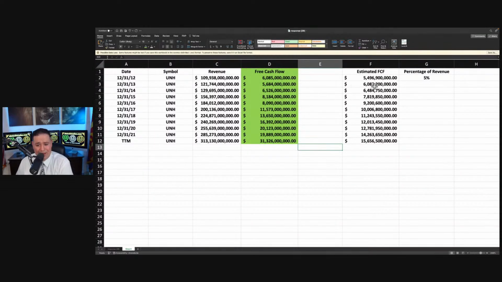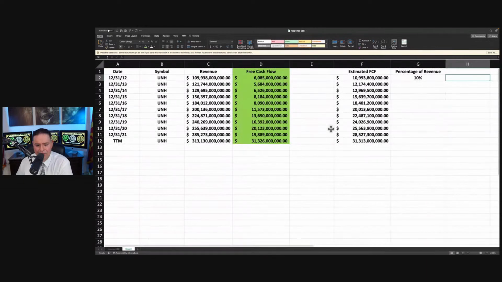So if we do 5%, we can see on average, United Healthcare has done more than 5% on average if you compare. In fact, as you go up the years to 2020 to 2021, you can see that 5% becomes obsolete. You can see that United Healthcare just drastically started to improve. 5% is only literally half of its free cash flow. So 5% of the revenue of $313 billion only gave us $15 billion, when in reality, they made $31 billion. So it's more like 10% of the revenue on average.